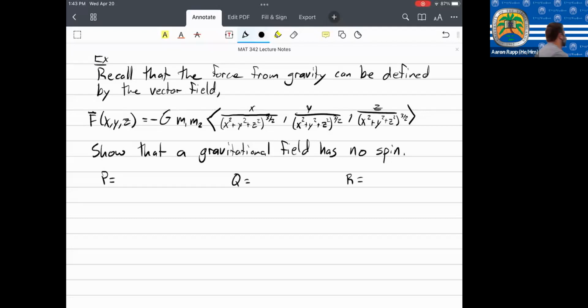Well, the x component is right here: x divided by the square root cubed of your distance. So x over x squared plus y squared plus z squared to the 3/2. My y component, y over x squared plus y squared plus z squared to the 3/2. My z component, z over x squared plus y squared plus z squared to the 3/2.